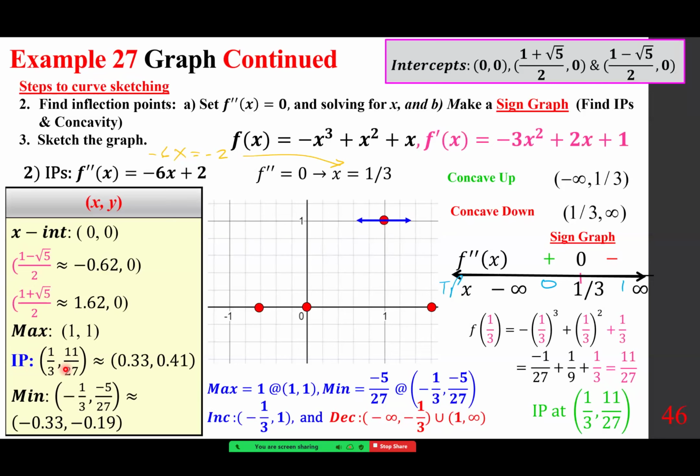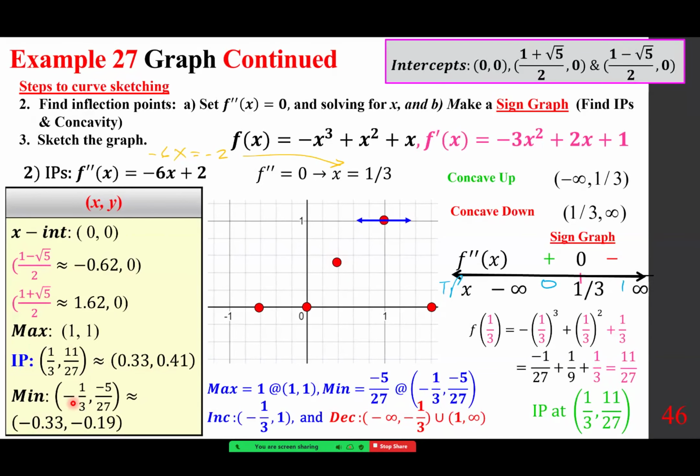IP is located at this point, and here's an approximation again for the sake of a graph, roughly 0.3 and roughly 0.4. So somewhere here and somewhere here. And when we put them together again, it doesn't have to be exact, it's close, okay?